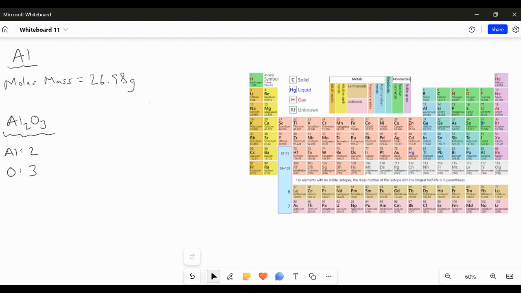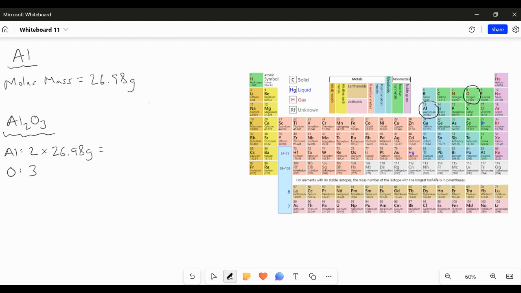Now, once you have counted the atoms, you have to multiply the atoms by their respective molar masses from the periodic table. So for aluminum, its molar mass is 26.98 grams. We actually talked about that in the last question. It's right here. Okay. But we also need the molar mass of oxygen. That's this one right here.